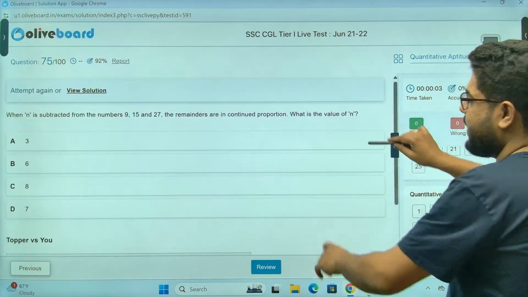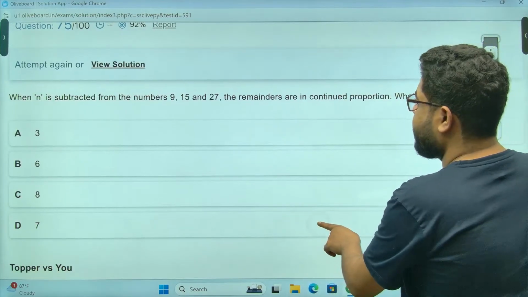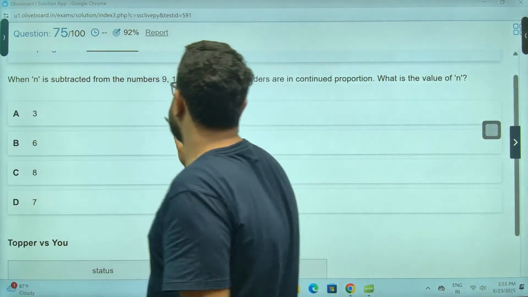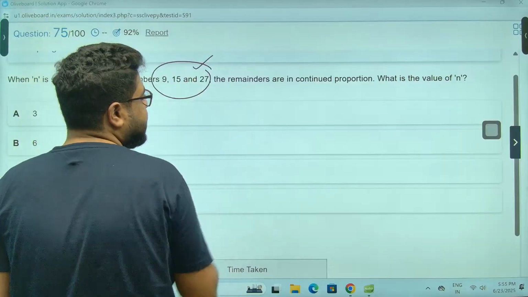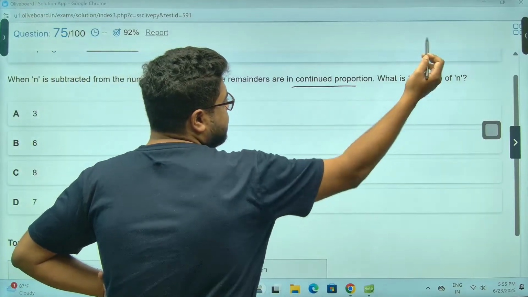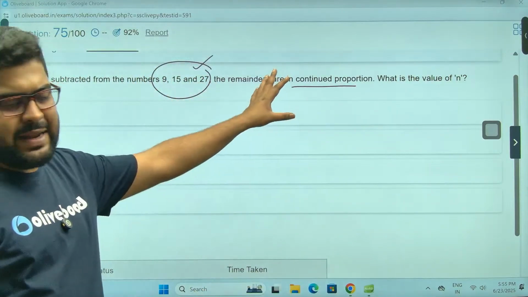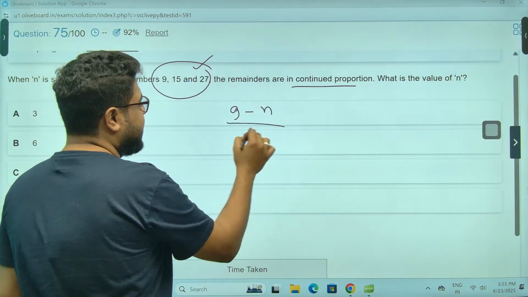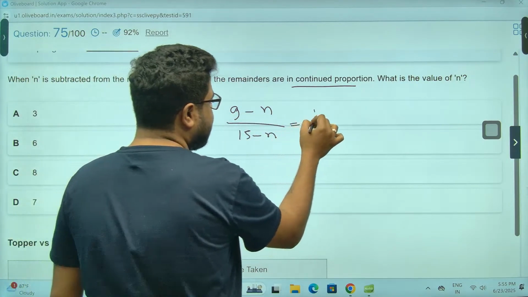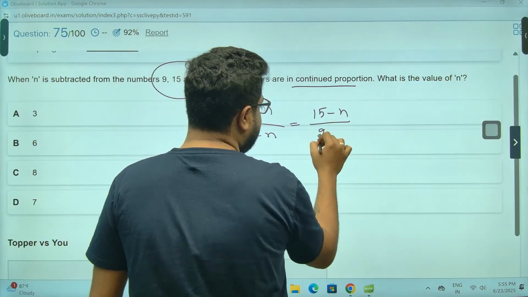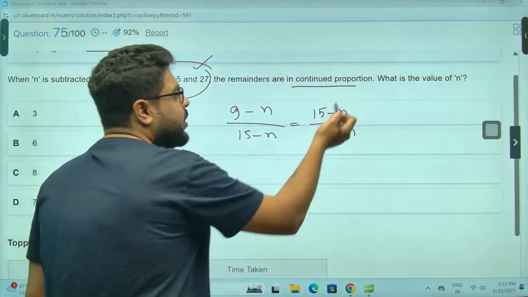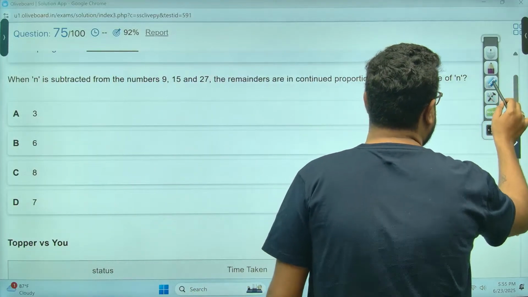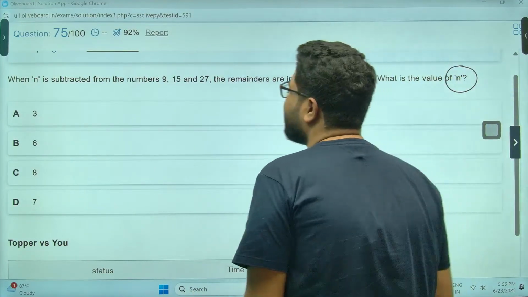Chalo, moving on. Last question. When n is subtracted from these numbers, 9, 15 and 27, the remainders are in continued proportion. Find the value of n. Achha, sir, this is simple. You can calculate 9 minus n by 15 minus n equal to 15 minus n by 27 minus n, or some might say b square equal to 4ac. Do everything. I am saying don't do anything. A simple number, and you see they are asking us the value of n.